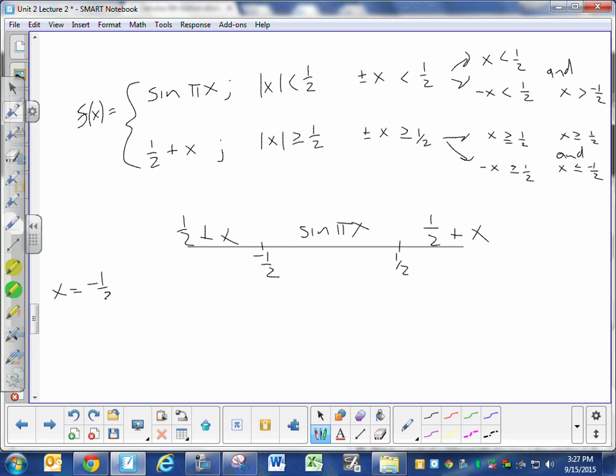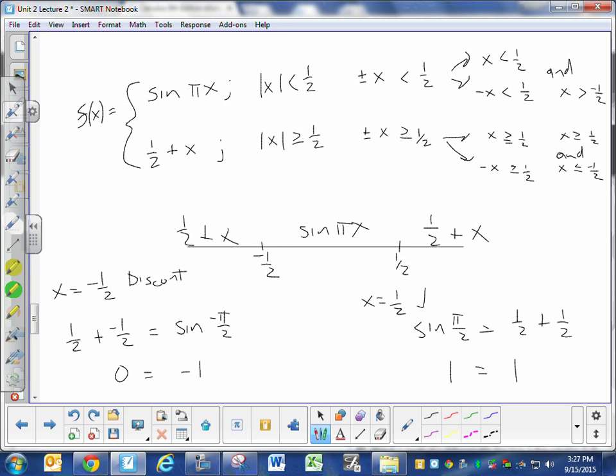So let's do that. I'll check -1/2 first. So I plug in -1/2 into both equations. This is 0. Sine of -pi/2 is -1. So we do not meet up. This is a discontinuity. And then I'm going to check at 1/2. I check, does the sine of pi/2 meet up with 1/2 plus 1/2? It does. So we are continuous at 1/2. Our only discontinuity is going to be at -1/2.